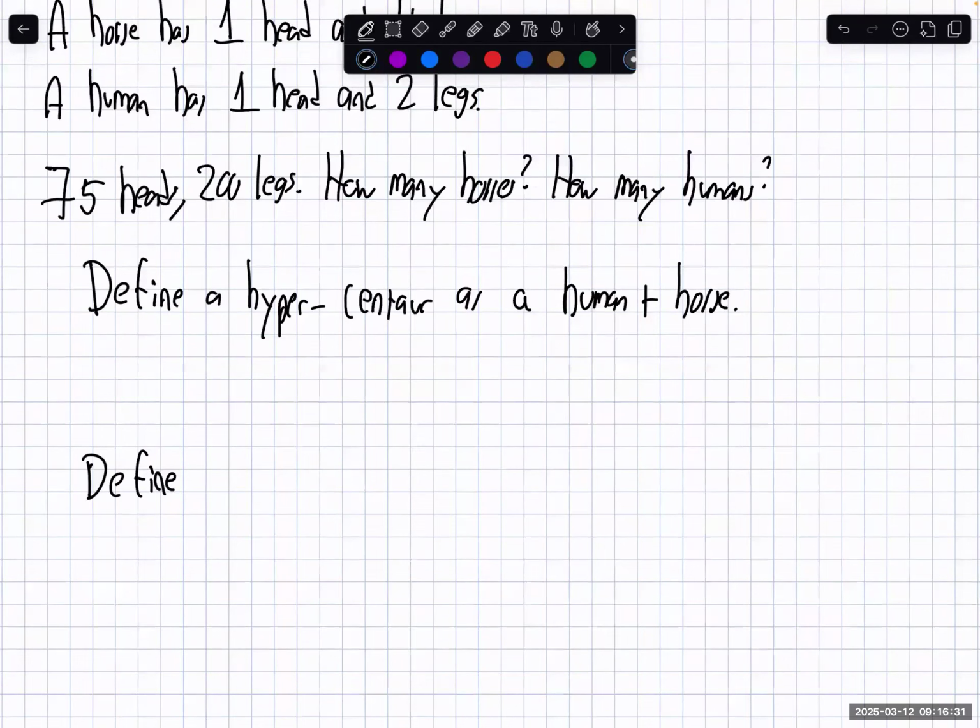How many heads does a hypercentaur have? Two. And how many legs? Right. But a regular centaur has how many heads? One, and four legs, right? So our hypercentaur has two heads and six legs.